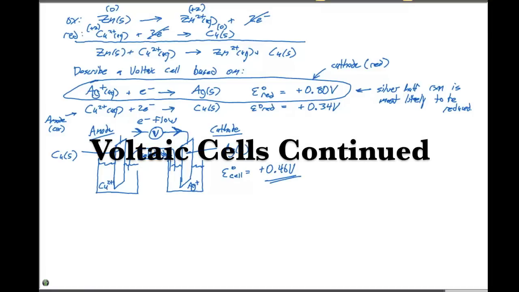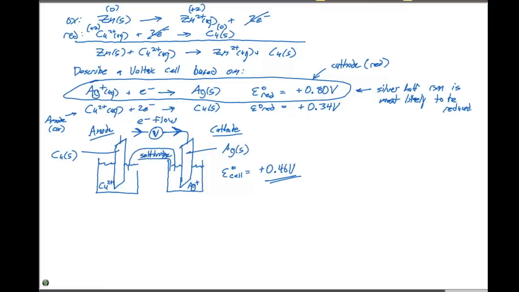So the question is, how did we obtain that particular number? And what's happening in this particular process? The half reaction occurring at the anode is our oxidation half cell. So in the oxidation half cell, we have copper solid that's being oxidized to copper 2 plus in aqueous solution plus 2 electrons.